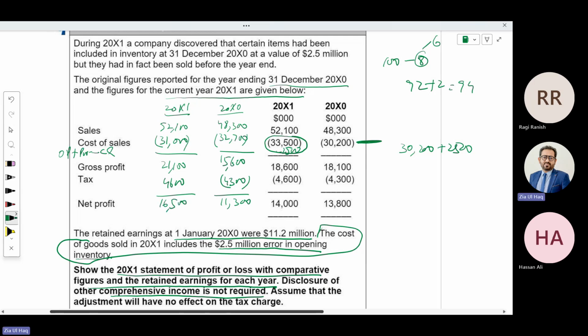Are you with me till that point? How we have calculated the corrected profit and loss account. Now we are moving towards adjusted retained earning.